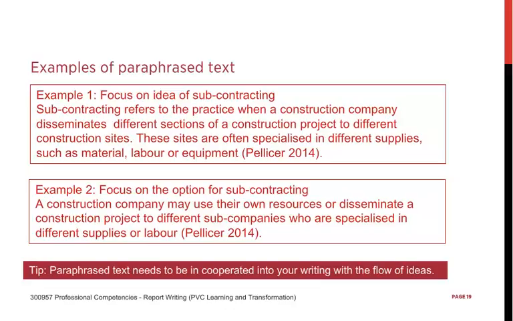The second example of paraphrasing is focused on the option for subcontracting. This is, a construction company may use their own resources or disseminate a construction project to different sub-companies who are specialized in different supplies or labor. And then the in-text reference. Always remember to have the in-text reference to show where you got your information from and to avoid being accused of plagiarism. As a tip, the paraphrased text needs to be incorporated into your writing and have a flow of ideas.